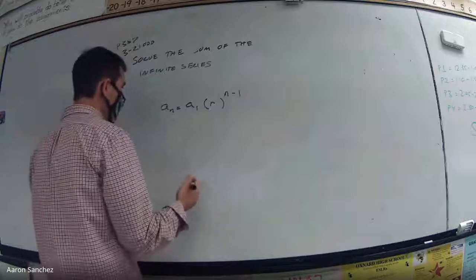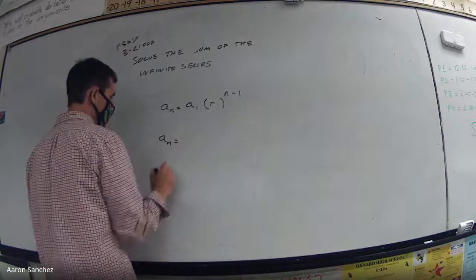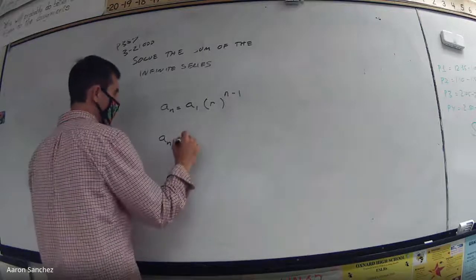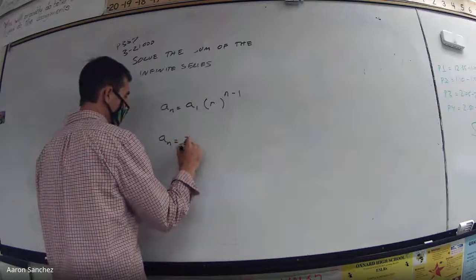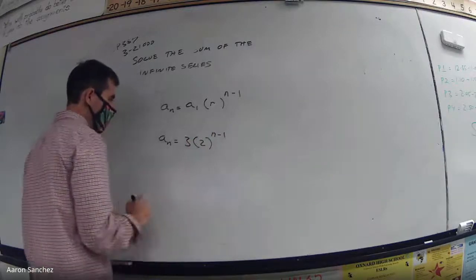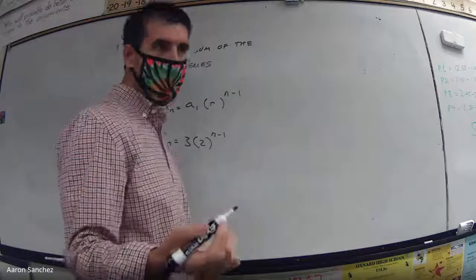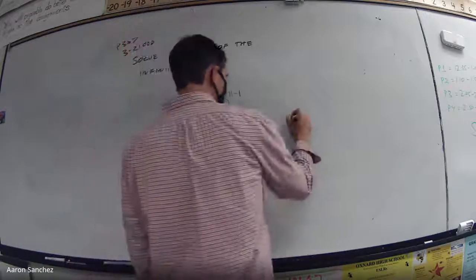So let's say we have a geometric sequence where the first term is 3, the common ratio is 2, and we have the n minus 1, okay? Now, what does that mean? Again, you don't have to write this down. This is just for review. We can say this, right?